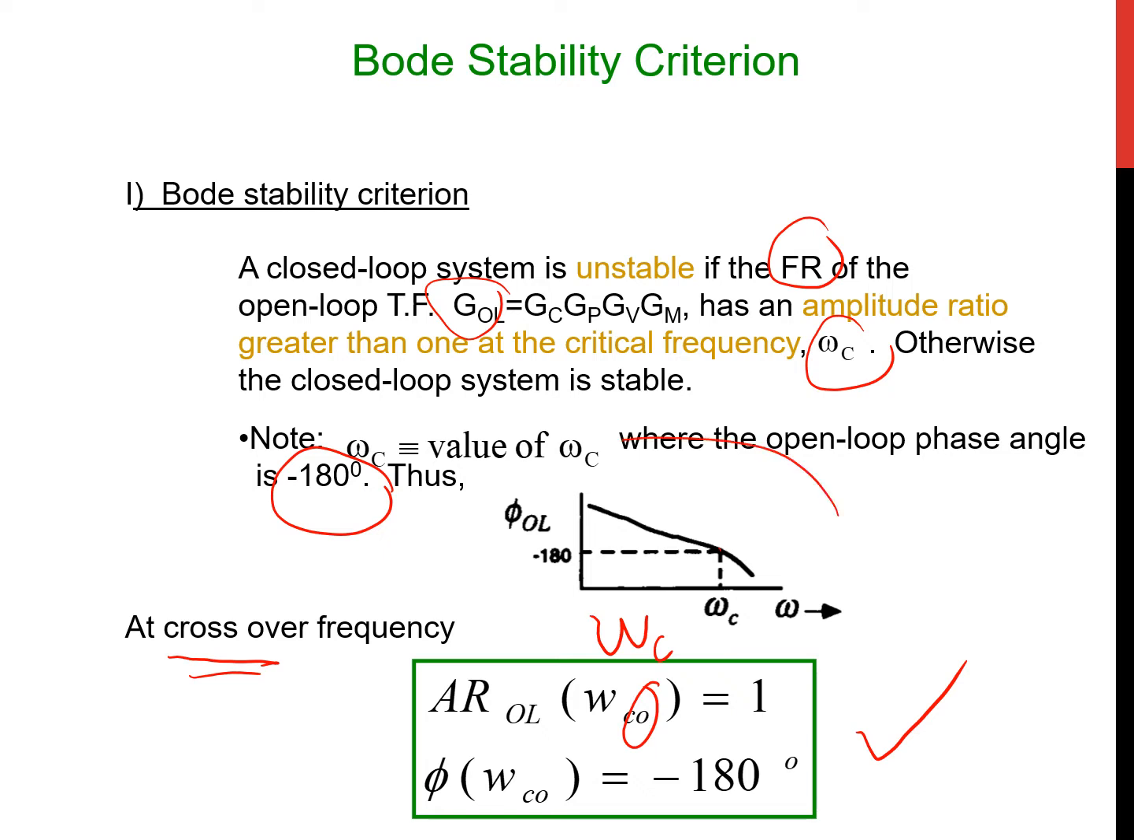Then we need to combine. This one is only for the phase angle. We have the amplitude ratio diagram, so we need to combine both, then we can find the value of the AR. So here, this is the first criterion for the Bode stability: AROL at ωc must be equal to 1. Greater than 1, unstable. ωc occurs at angle negative 180 degrees.